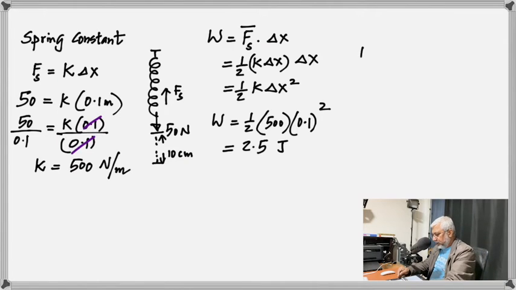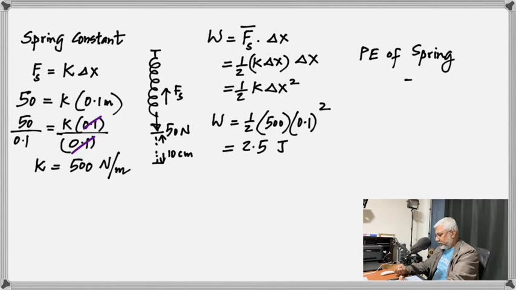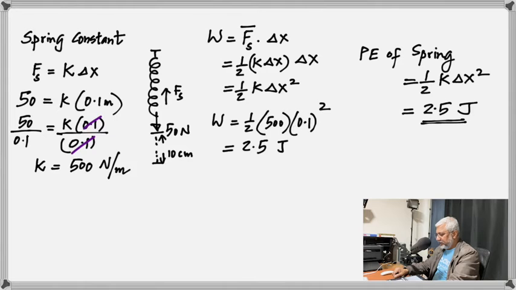Okay, so if that's the work done in stretching the spring, what's the potential energy? Potential energy is given by the same formula, 1/2 k times delta x squared. When you do that, you will get, of course, the same thing here, because it's the same numbers. You get 2.5 joules. That's all.